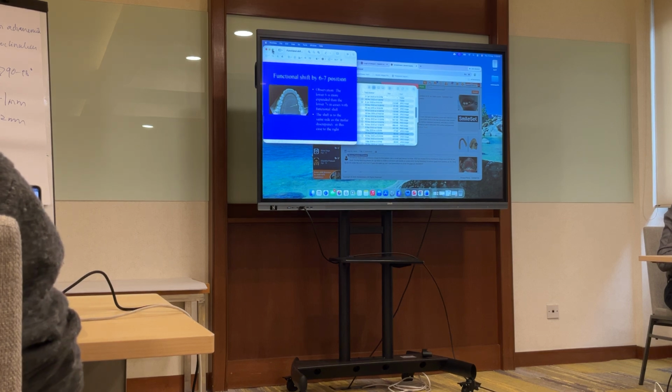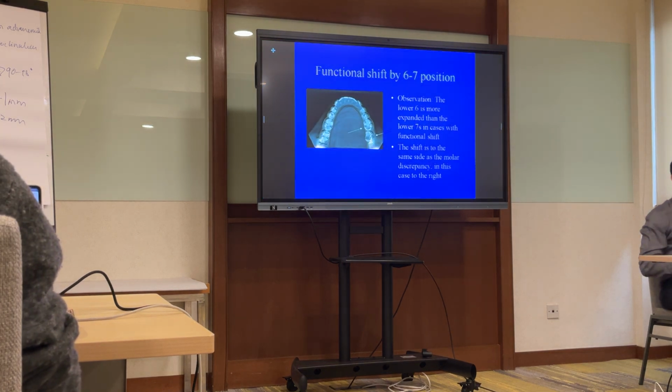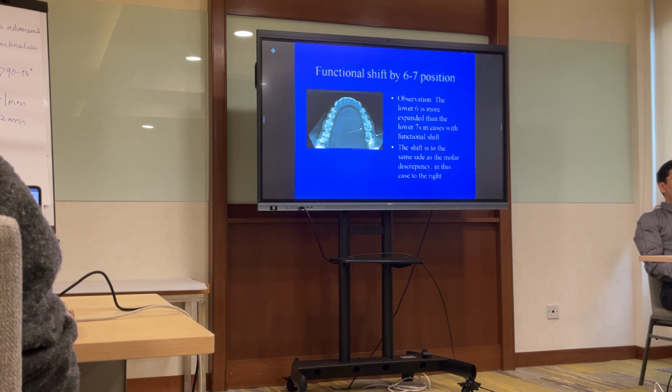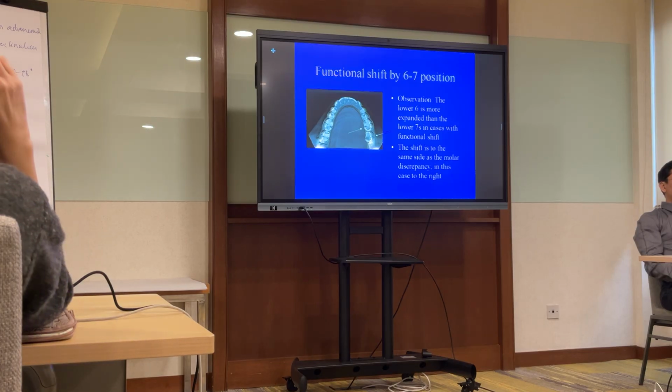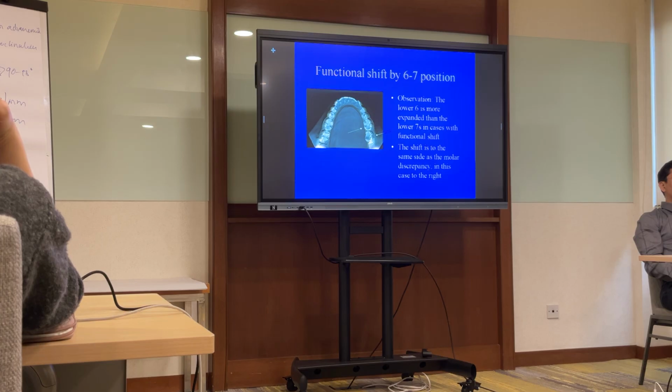Look at that picture. The side on which the mandible is shifted will not have the 6 and 7 in line. So 6 is buccal, 7 is lingual. It shows that the functional shift is towards the patient's right. Does that make sense?